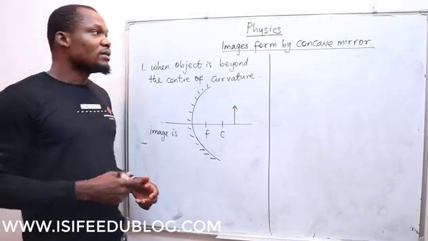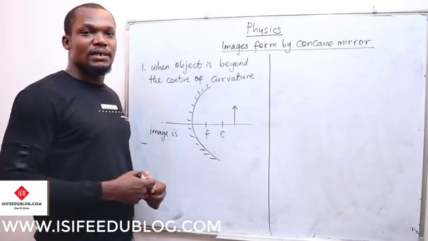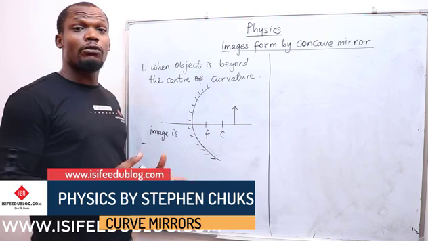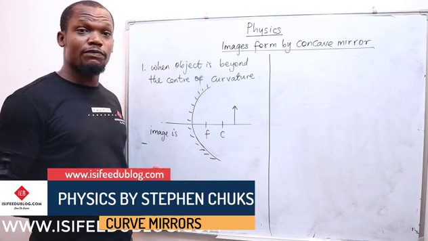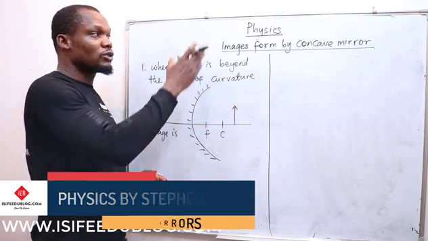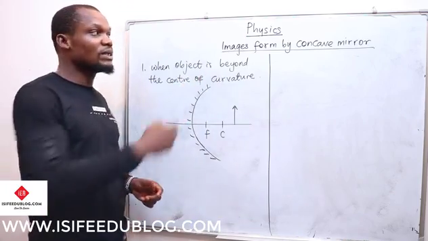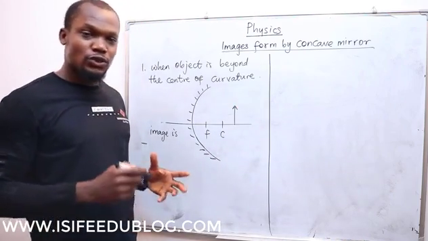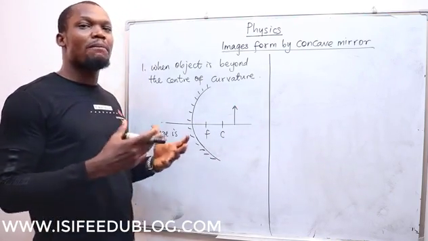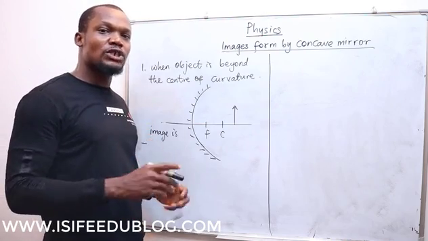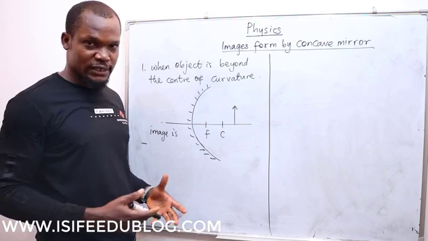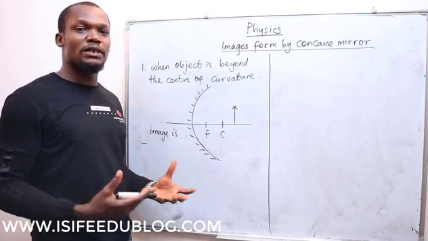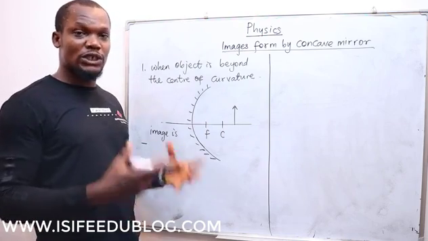Okay, this is a very important part of curved mirror. Image is formed by curved mirror, be it concave mirror or convex mirror. But here we are going to start with images formed by concave mirror. It is very important to know that the images formed by concave mirror depends on the position of the object. As the object changes position, the type of images that is being formed also changes.